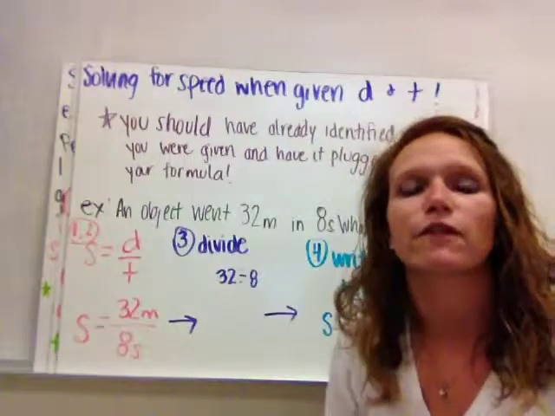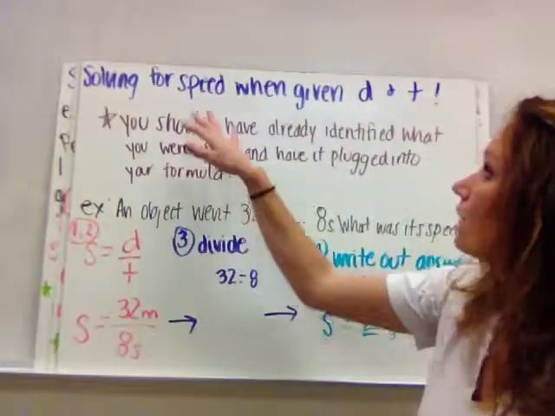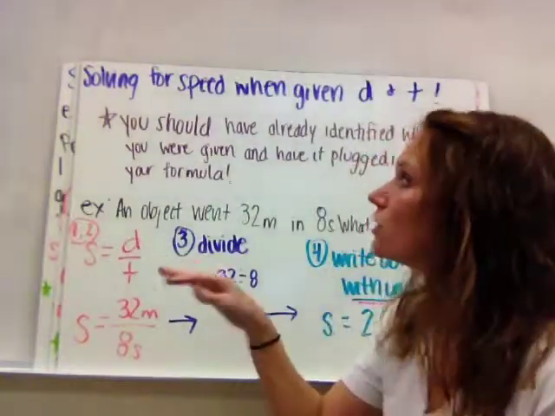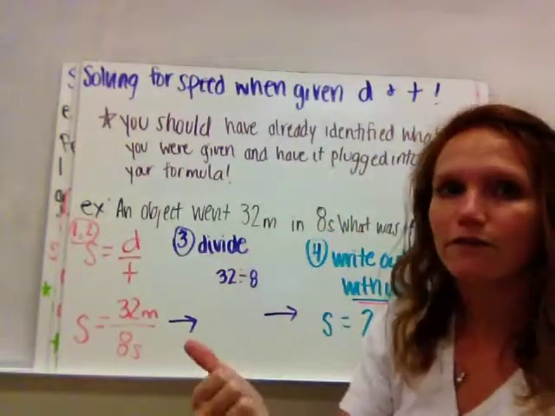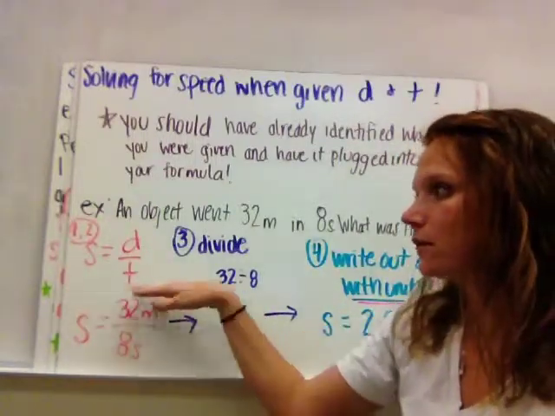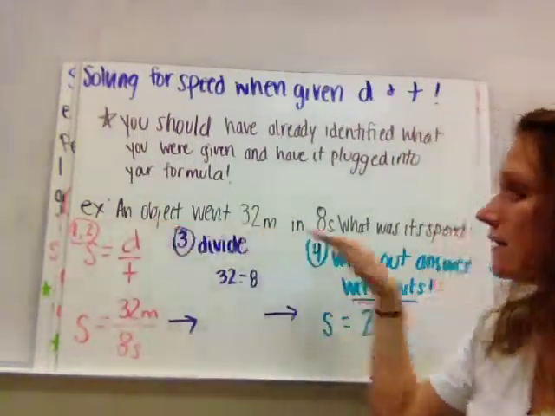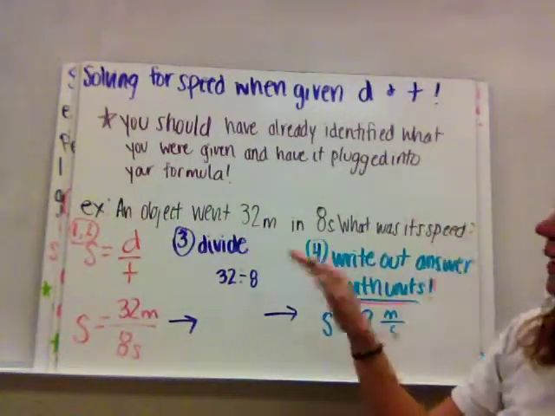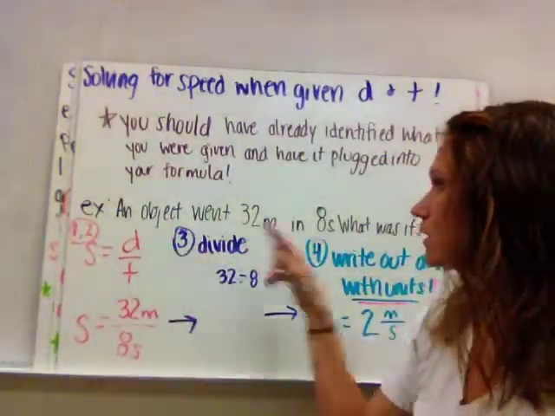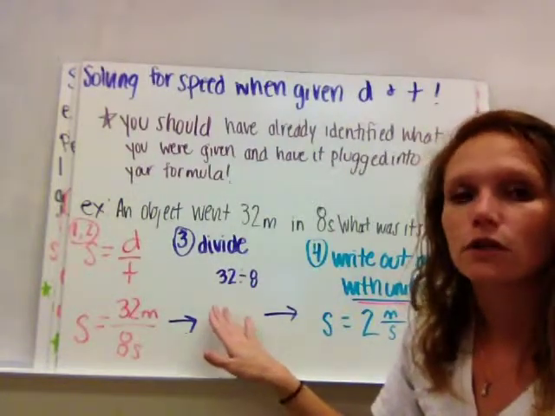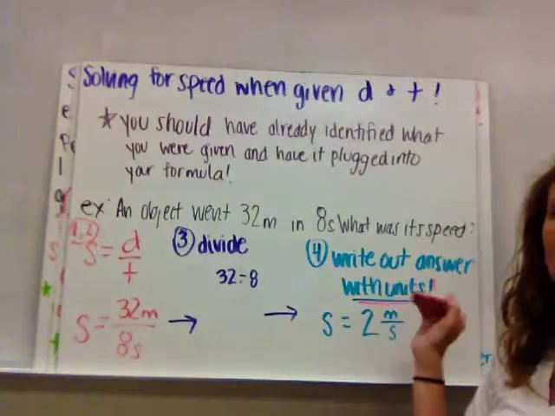So this is an example for that first type of speed problem, solving for speed when given distance and time. If you're following the steps, you should already have identified what you were given, figured out what you wanted, and plugged it all into your formula. So your formula, speed equals distance over time. In this example, they say an object went 32 meters in 8 seconds. What was its speed? You plugged in 32 meters for distance, 8 seconds for time. You'll then just solve the problem, so you'll divide and write out your answer with the units.